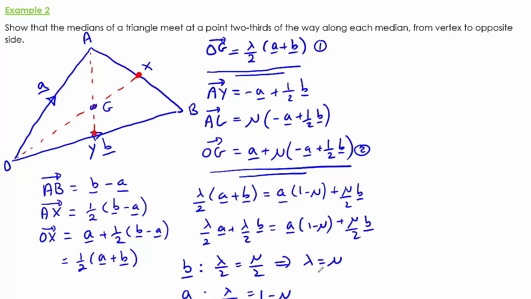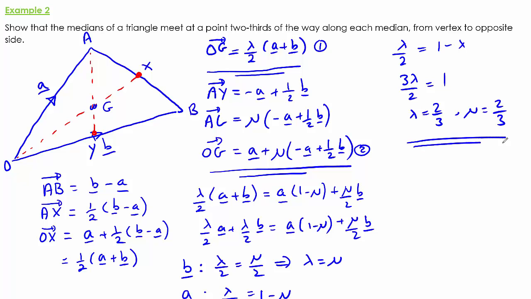And then the fact that we know that lambda and mu are the same gives us lambda over 2 is equal to 1 take away lambda, bring that one over, and we've got 3 lambda over 2 equals 1, giving us lambda equals 2/3, and of course mu is equal to 2/3. So that does the trick.